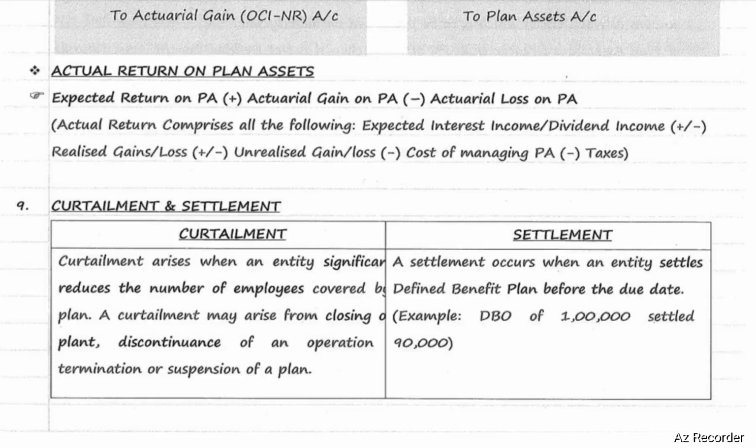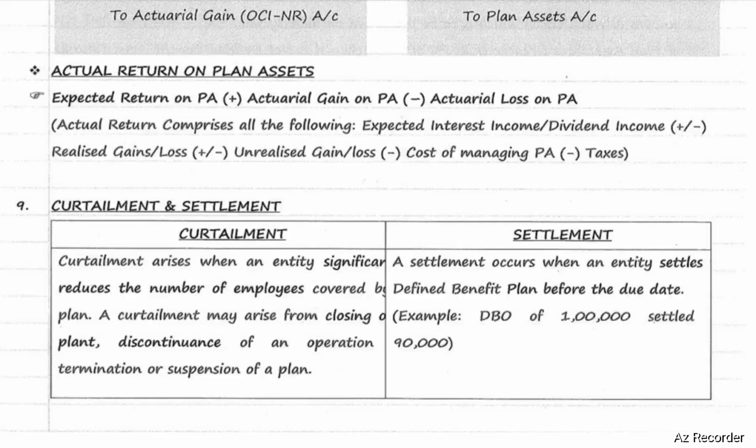Next, curtailment and settlement. What is curtailment? Curtailment arises when an entity significantly reduces the number of employees covered by a plan. A curtailment may arise from closing of plant, discontinuance of an operation, termination or suspension of a plan. Settlement. A settlement occurs when an entity settles defined benefit plan before the due date. Example, defined benefit plan is of 1 lakh and it is settled for 90,000.